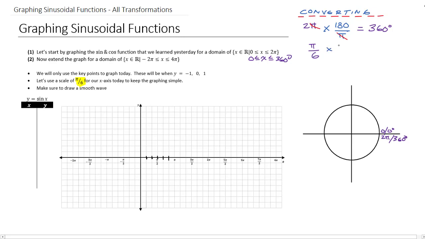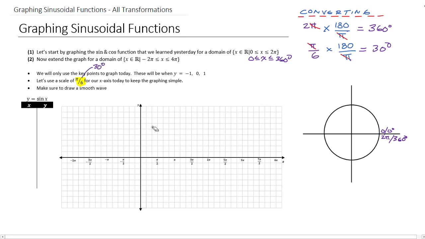So let's multiply that by 180 over pi. When we do that, what do we get? Obviously the pi's cancel out. This is something you really want to know because you want to get comfortable working with radians and degrees. And then what's 180 divided by 6? That's 30 degrees. So in other words, every square on my scale is worth 30 degrees. That's what I'm counting by, 30s.